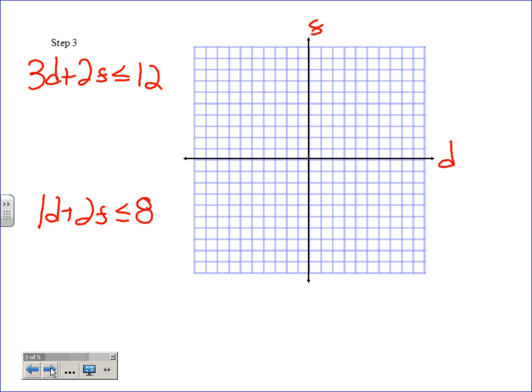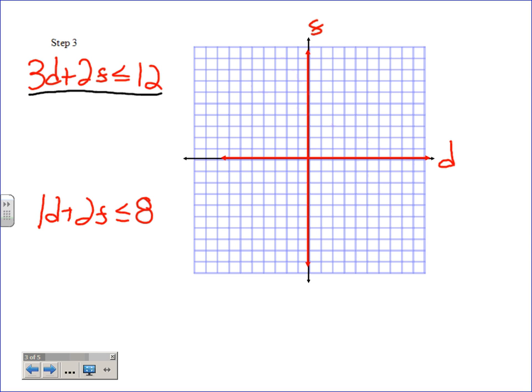Well, I think 2 of the easy ones to start with are, we know that has to be greater than or equal to 0, right? So we know we're going to end up in the first quadrant somewhere, right? Maybe that's D equals 0 and S equals 0, throwing us up in the first quadrant, right? Again, if you like X and Y, that's fine. So how do you suggest we go about graphing that one right there?